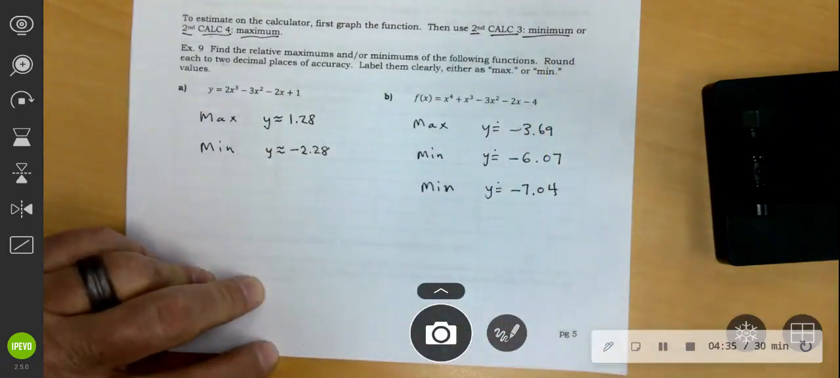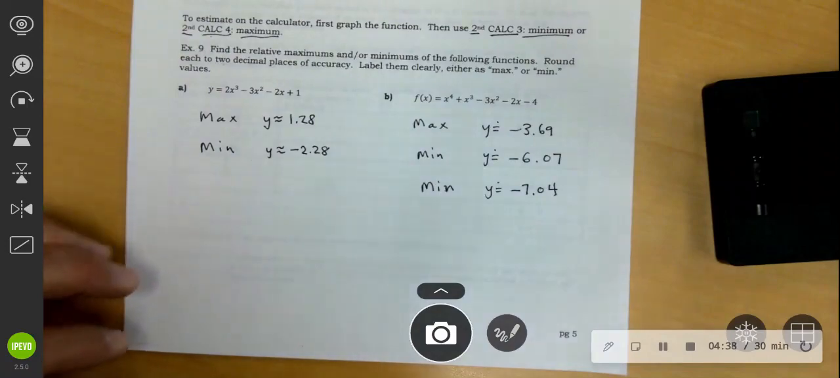Okay, so now I'm going to type in the other equation. You'll see me do that here in a second.